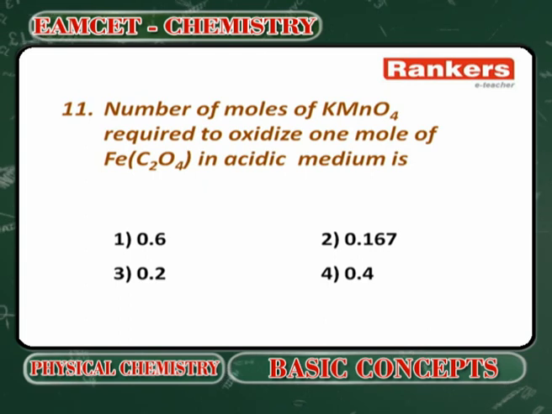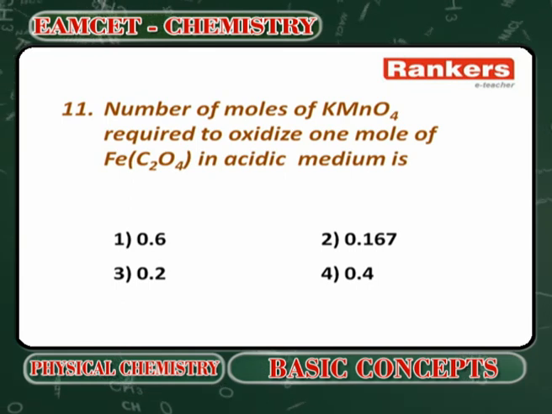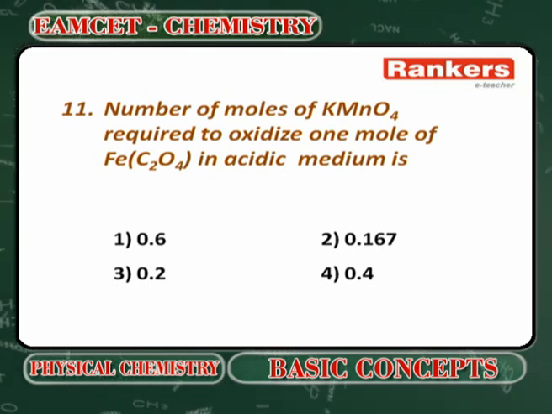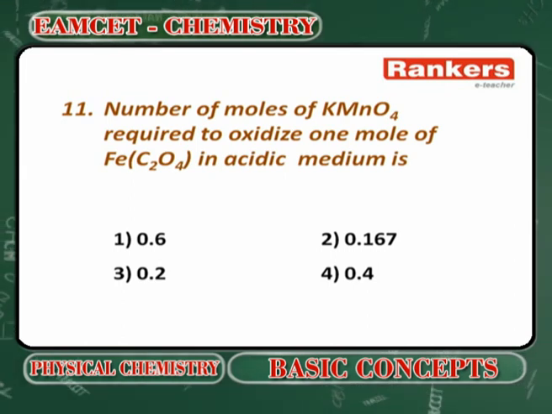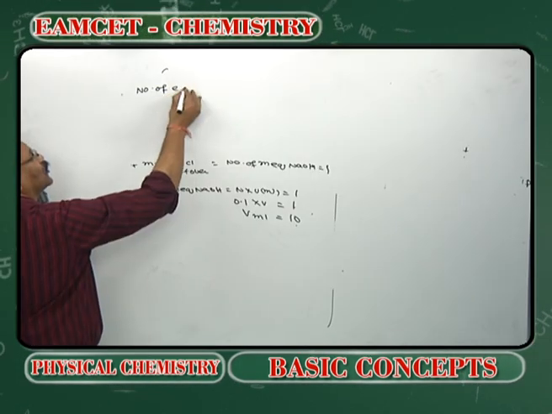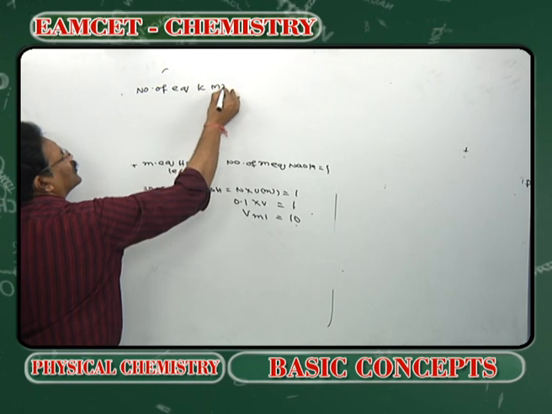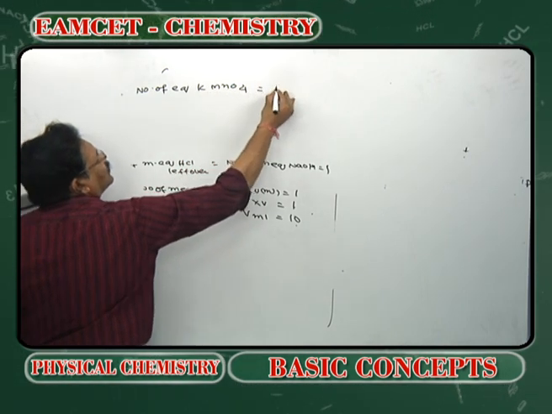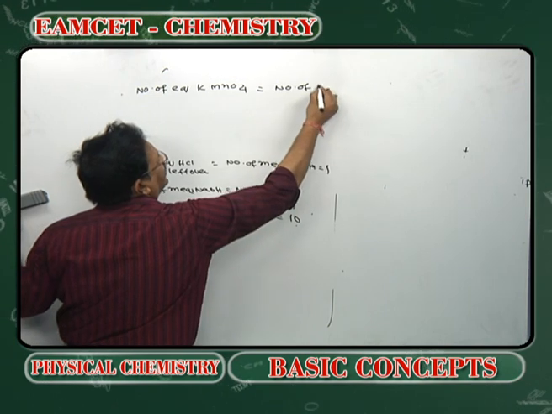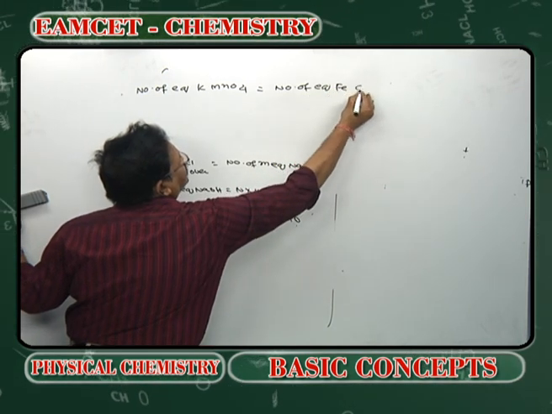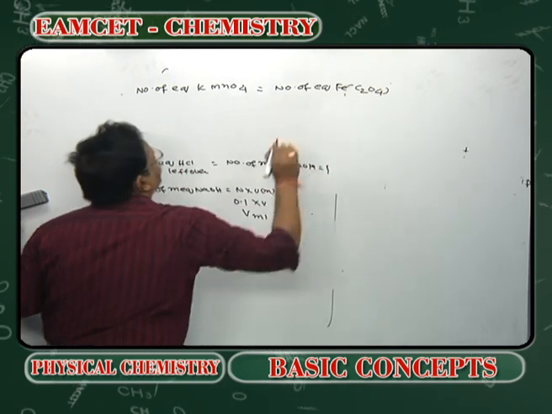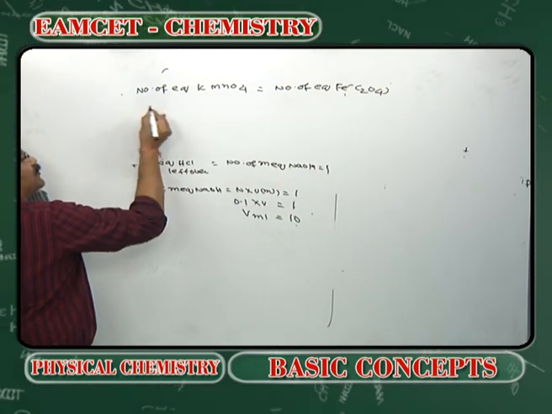Next, the number of moles of KMnO4 required to oxidize 1 mole of FeC2O4 in acidic medium. This is a very important question. Now, what is the point here? The number of equivalents of KMnO4 must be equal to the number of equivalents of ferrous oxalate.